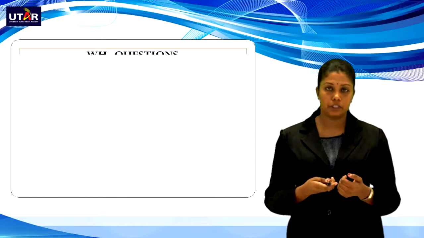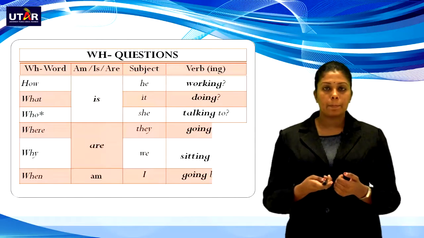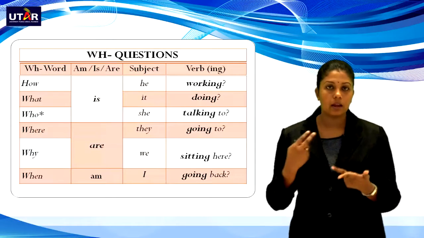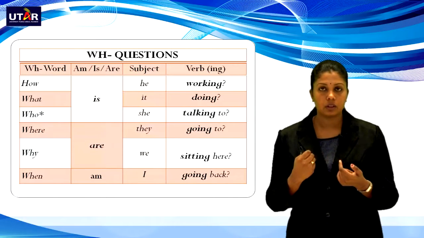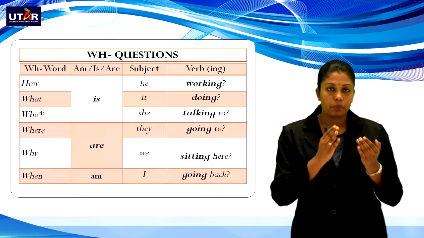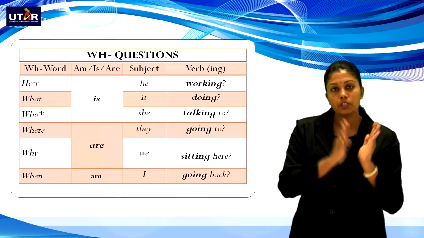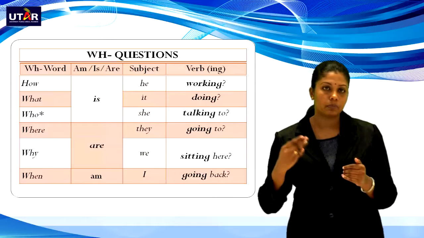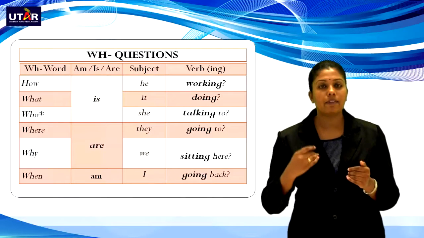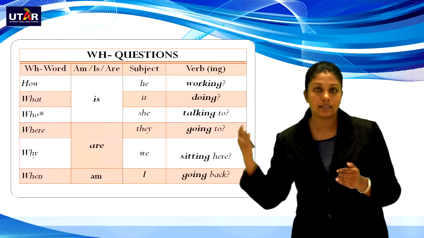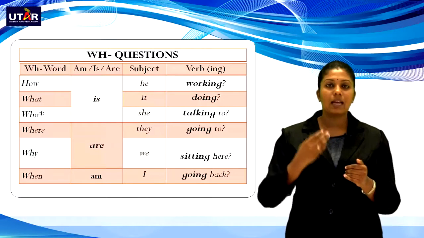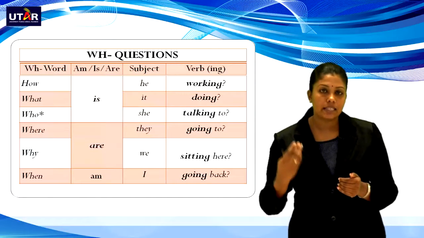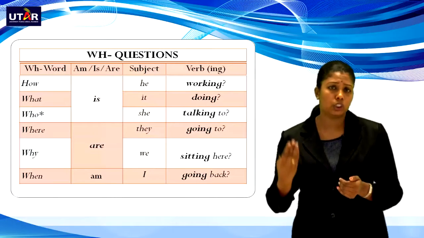Now let's look at the WH questions. For the WH questions, we have what, who, when, where, why, and how. So let's start with how. For the WH question, the WH word must be at the beginning of the sentence, followed by the be verb, which is the auxiliary verb, and then you have the subject and the verb in present participle form. So let's look at the examples. How is he working?